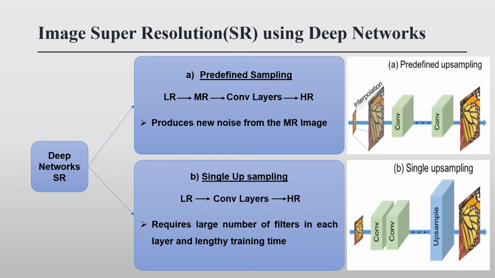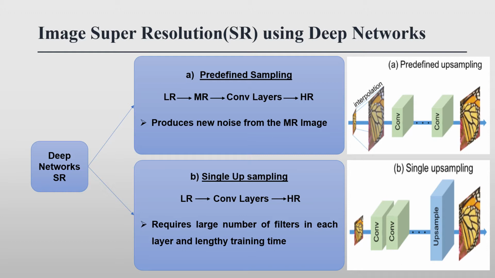As suggested by the paper, the image super resolution obtained by deep networks can be divided into four types. First one is the predefined sampling. Here one can observe the architecture of predefined sampling. In the predefined sampling, from the low resolution image, we generate the same size of the high resolution image, but the resolution is less. Hence, it is called a medium or middle resolution image, followed by the convolutional layers to lead to the high resolution image. These convolution layers can be trained appropriately using training images, and can be tested as well at the last.